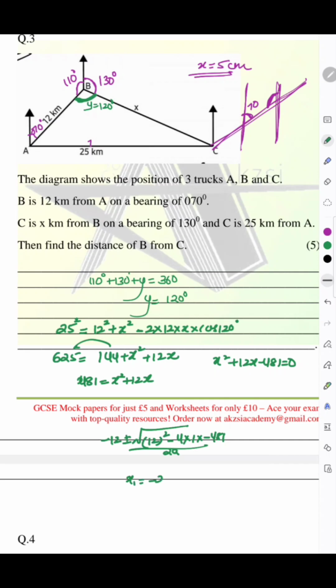x1 is negative 28.71 and x2 is 16.565, or we can say 16.57 up to 2 decimal places. Obviously x is the length of the triangle and a length can never be negative, so we cannot use this one, and this would be the answer. So the final answer is 16.57 kilometers.